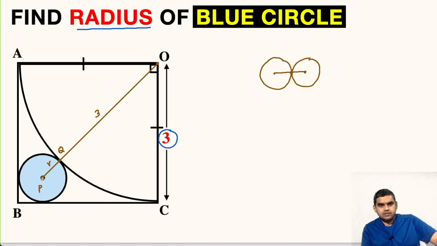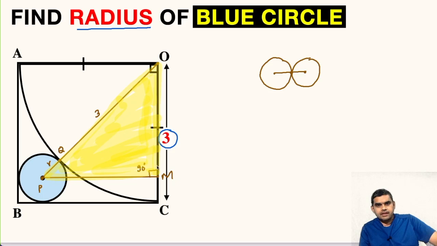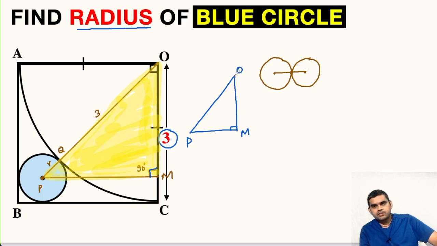Now let us do another modification: from point P, let us drop a perpendicular on OC. So this angle is 90 degree. Let us name this point as M. Now let us focus on this triangle POM. So it is a right angled triangle. So let me draw this right triangle outside. So this angle is 90 degree, point M, this is P and this point is O.